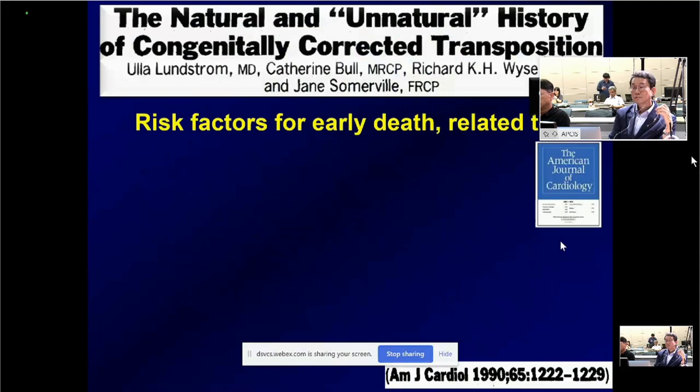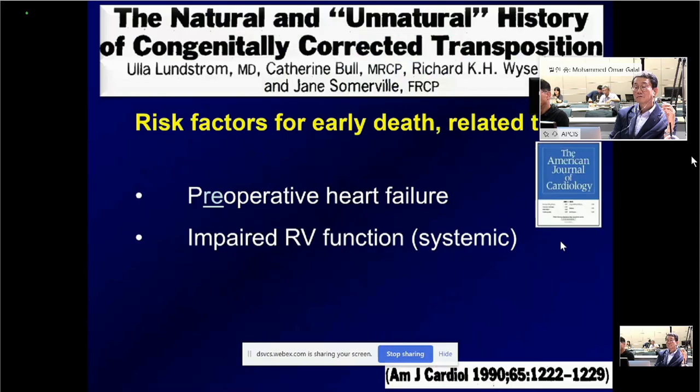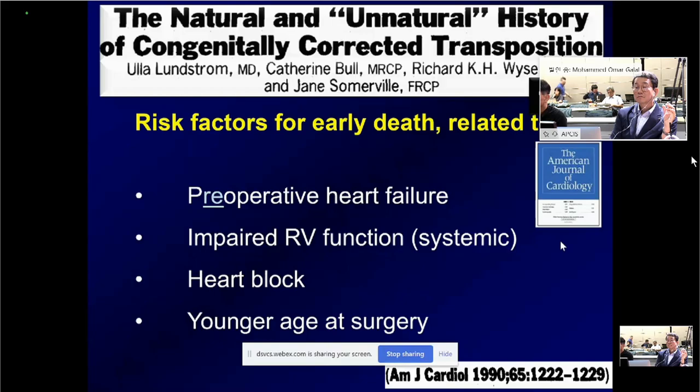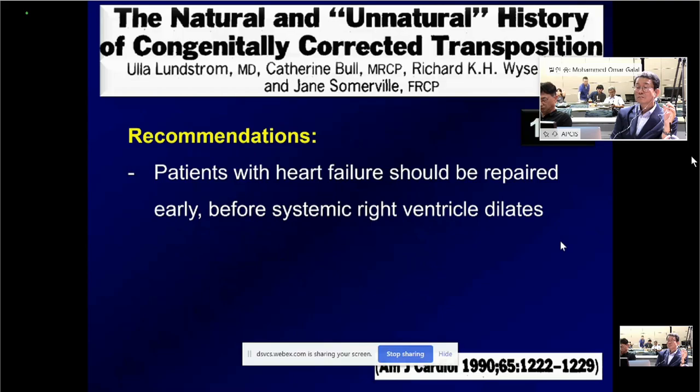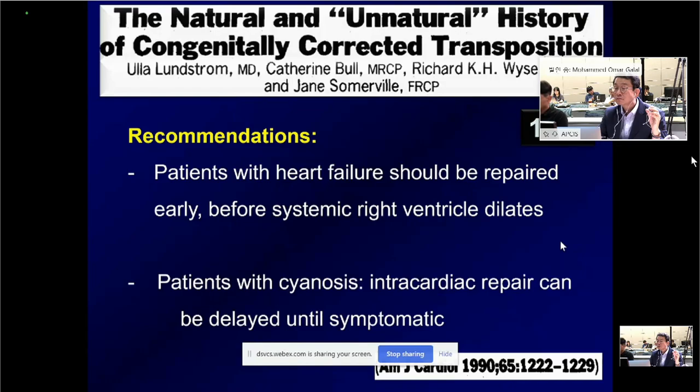This study depicts the risk factors for early death, which are related to preoperative heart failure, impaired right ventricular function, which is the systemic ventricle, heart block, and a younger age at surgery. Not only that, patients with more than mild preoperative tricuspid valve regurgitation, whose valves were not replaced, did very poorly after surgery. Hence, the recommendation was that patients with heart failure should be repaired early, before the systemic right ventricle dilates. Interestingly, they found that patients with cyanosis can wait for intracardiac repair until they become symptomatic, and they tolerate it well.